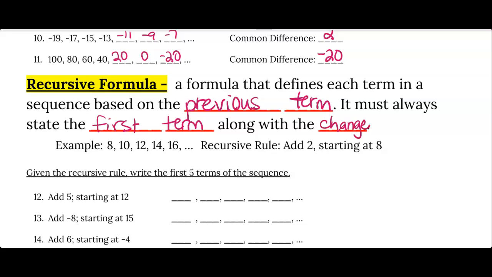So whatever it's changing by needs to be there. You also need to have a starting term. So, for example, 8, 10, 12, 14, 16 is our pattern. We can see that we are adding 2. So when we tell the rule and we write our recursive rule, we are going to add 2 starting at 8. Really, your starting number can be any term in the sequence as long as you have a starting place, because then you can go backwards and forwards.